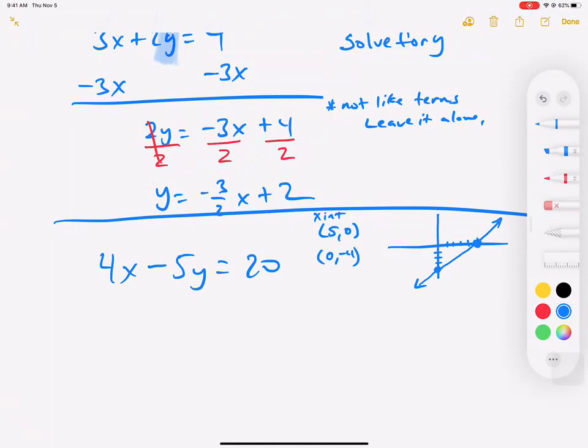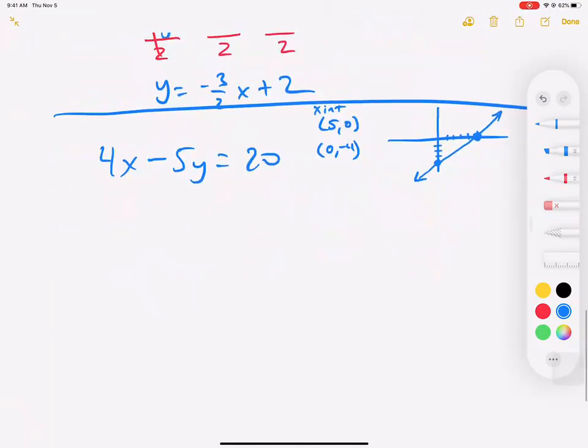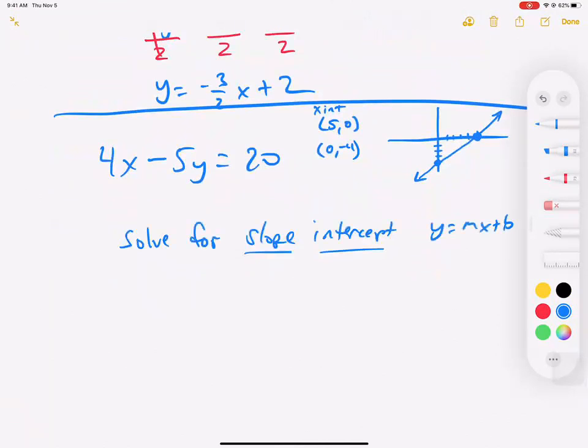Now, what if I want to change this to slope-intercept form to graph instead? And I think slope-intercept form is faster to graph, even though this wasn't that much work. So let's solve for y. Solve for slope-intercept. And that's y equals mx plus b. If you want to know how creative math people are, why do we call this slope-intercept form? Because there's a slope and an intercept.